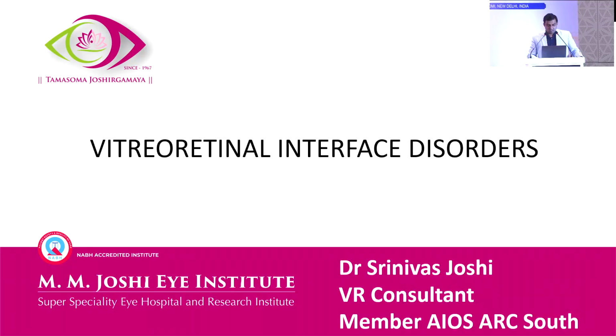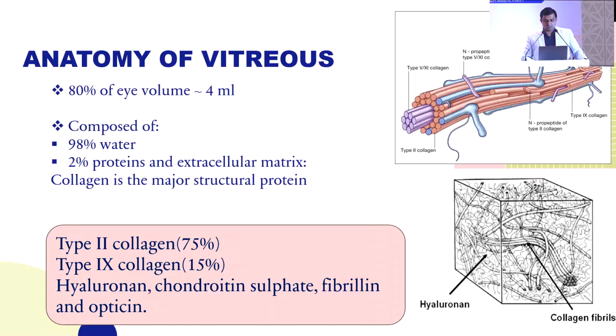So I'll be covering the vitreoretinal interface disorders. Just to touch base upon for our dear postgraduates, you know that 80% of the eye volume, approximately 4 ml, is composed mainly of 98% water and 2% proteins, that is type 2 collagen and type 9 collagen. These are the important things you need to remember.